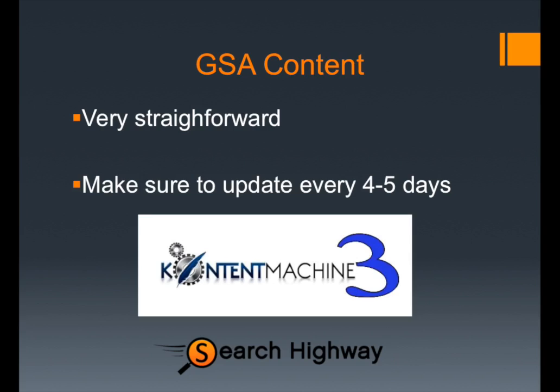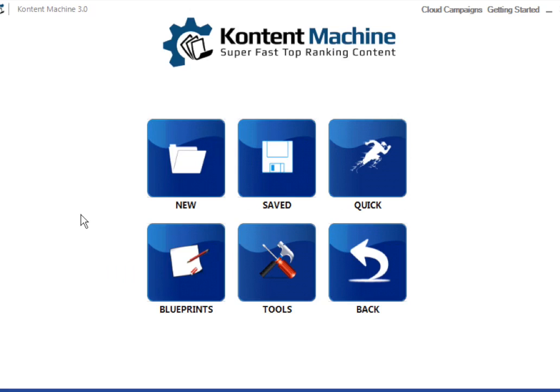This isn't absolutely necessary. This is what I do. Sometimes I forget, and I'll only update it after 7 days or 10 days. But I'd say that's best practice. You'll see using Content Machine is very simple, so we can just go in there every 4 to 5 days and build out some new articles. All right, so let's head over to my VPS. I'll show you how to use Content Machine.